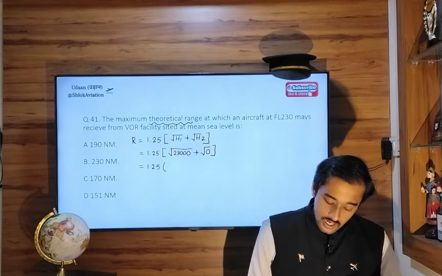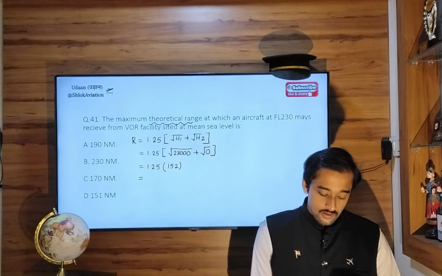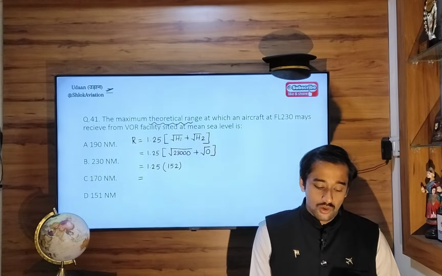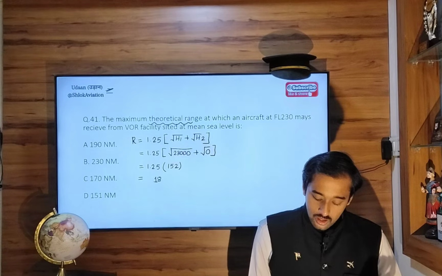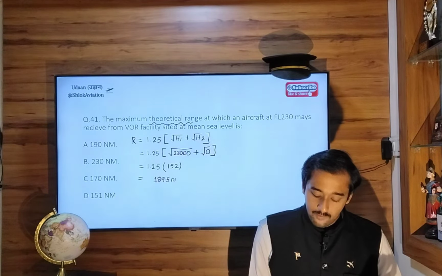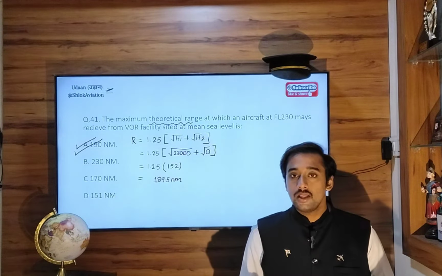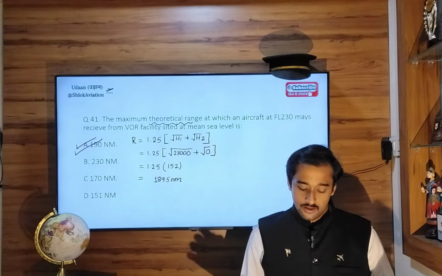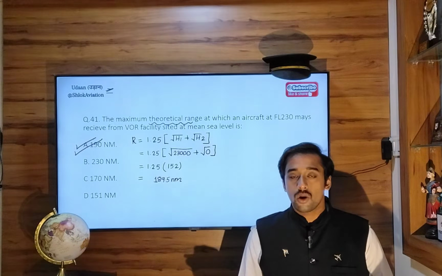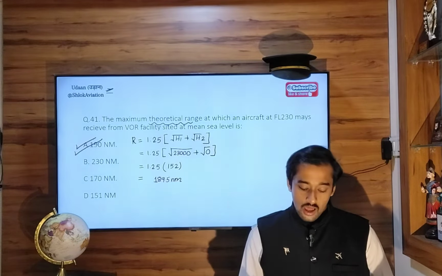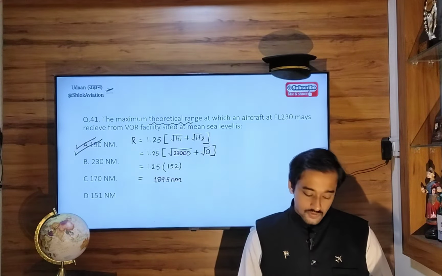151.6 or 152. So 1.25 into this will give you a distance of 189.5 nautical miles, which is approximately 190 nautical miles. So select option A. Okay, in some formulae there is 1.23 instead of 1.25. Never mind. You get approximately similar answer.